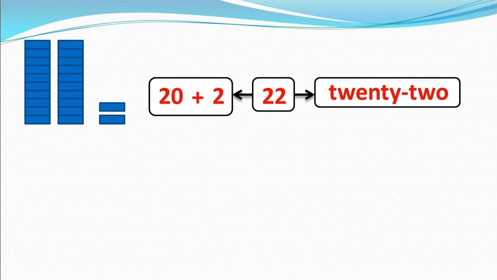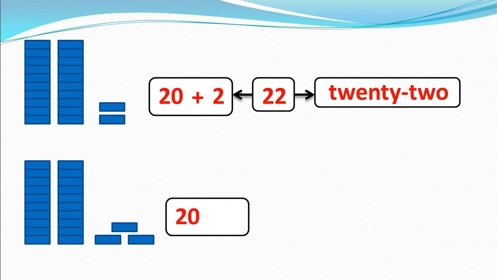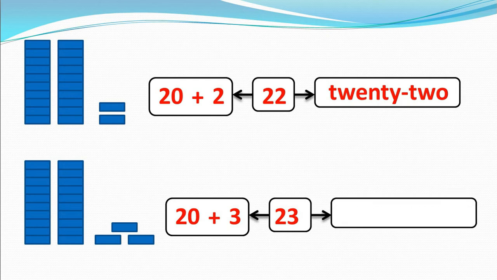Now there are 2 stacks of 10 and 3 ones. 2 stacks of 10 makes 20 and there are 3 ones, so here is 3. Now add them. 20 plus 3 equals 23 and the number name 23.